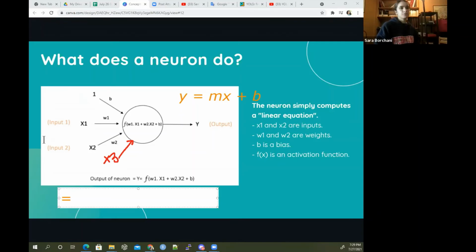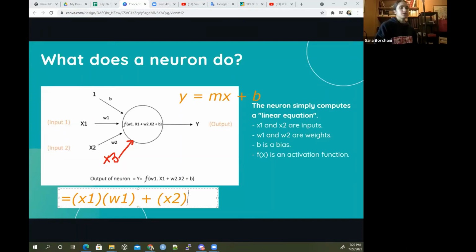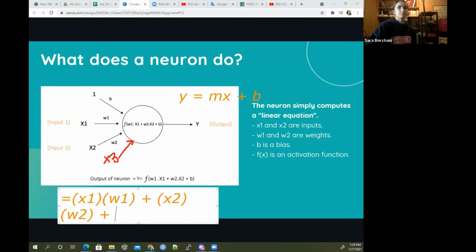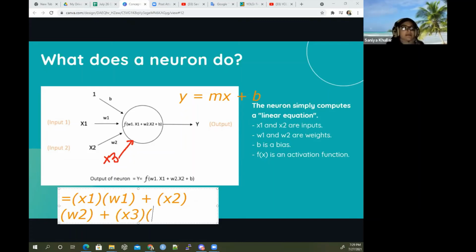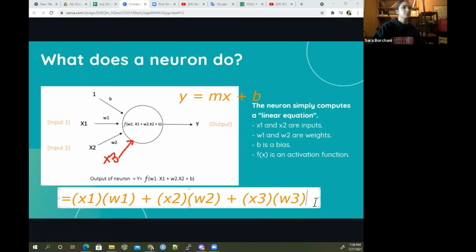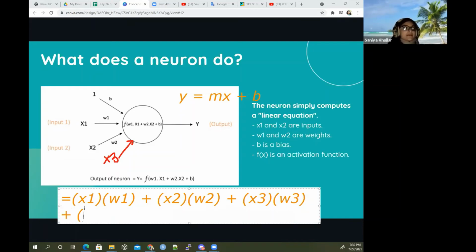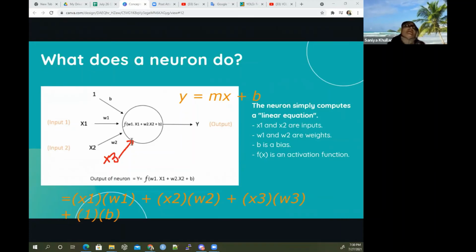I think it would be x1 times w1 plus x2 times w2 plus x3 times w3. And you're missing one more thing we just added right now. Oh, 1 times b. Yeah, plus 1 times b, which is just the same thing as b. So it's just the same idea. That's the input that David is getting.